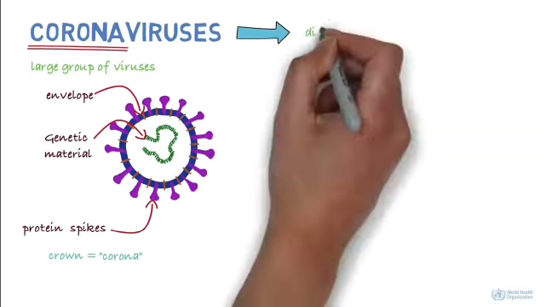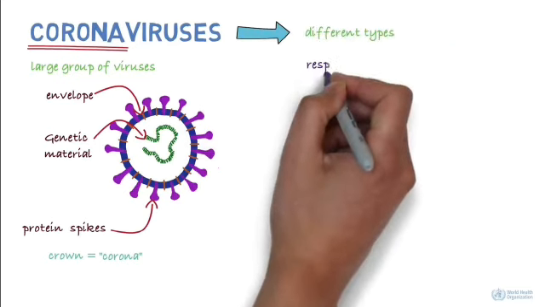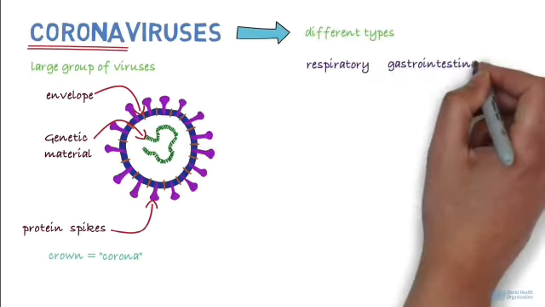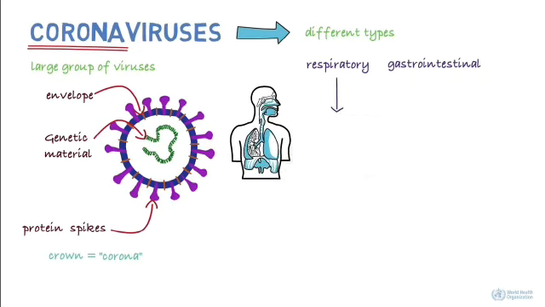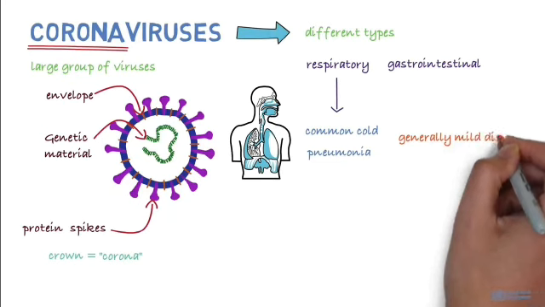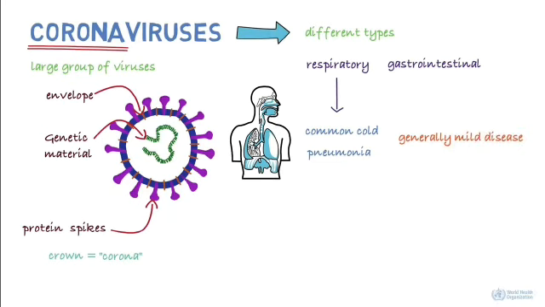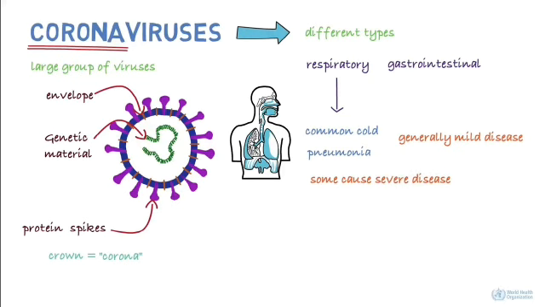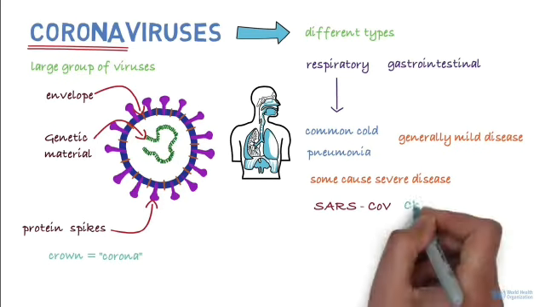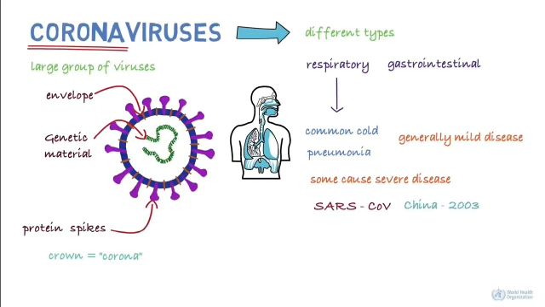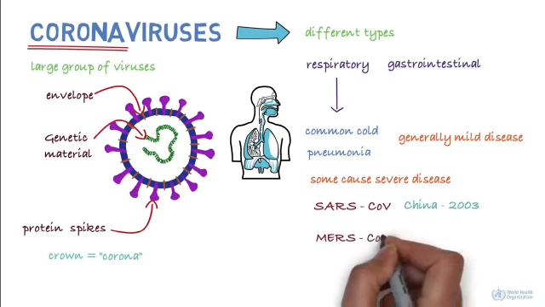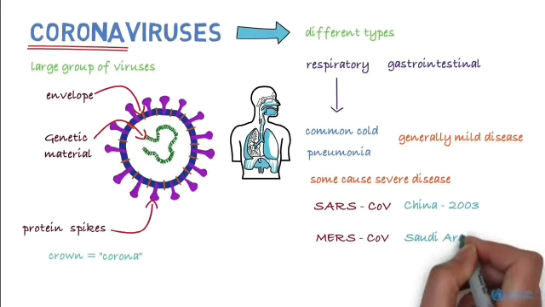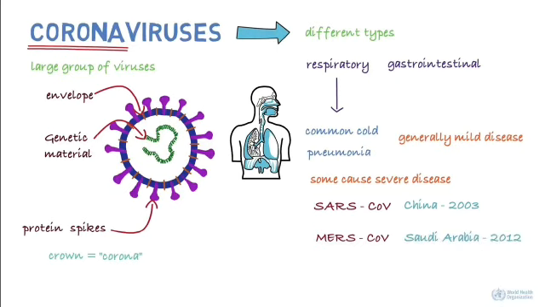There are different types of coronaviruses that cause respiratory and sometimes gastrointestinal symptoms. Respiratory disease can range from the common cold to pneumonia, and in most people, the symptoms tend to be mild. However, there are some types of coronaviruses that can cause severe disease. These include the severe acute respiratory syndrome coronavirus, first identified in China in 2003, and the Middle East respiratory syndrome coronavirus that was first identified in Saudi Arabia in 2012.